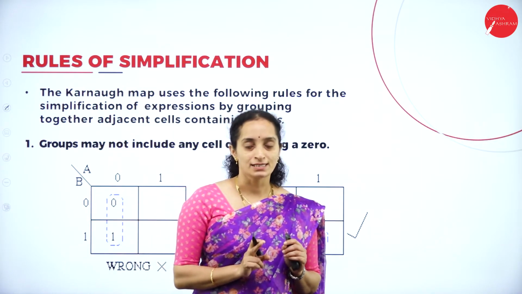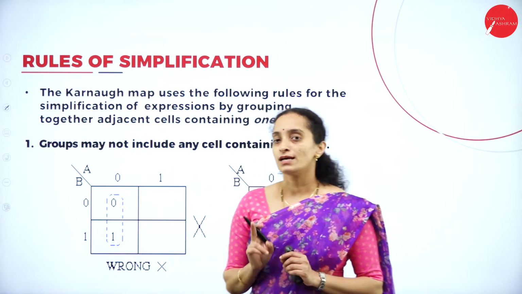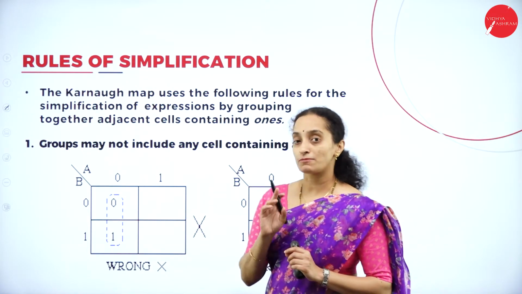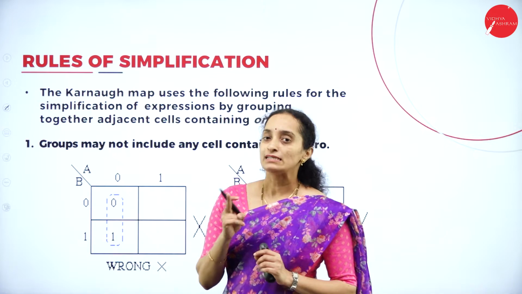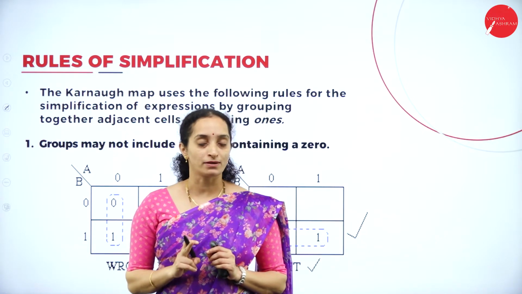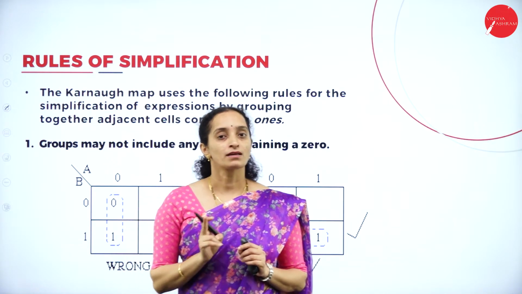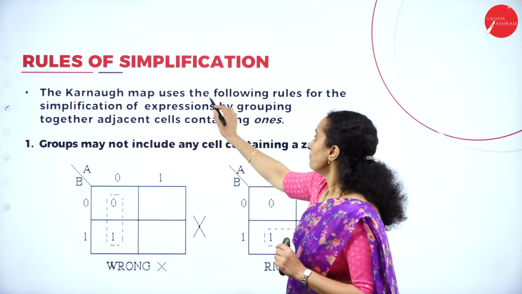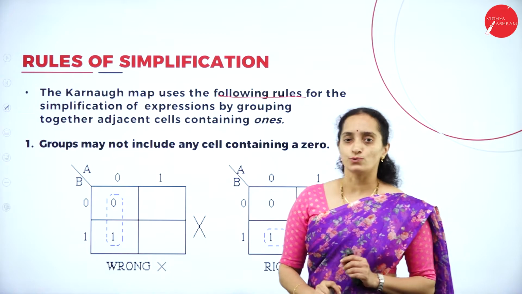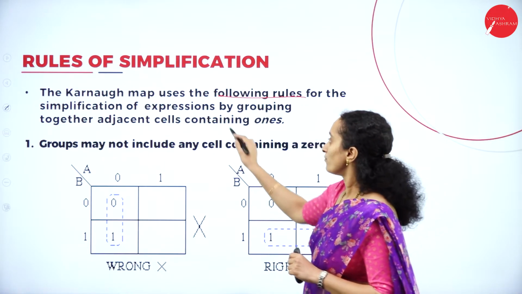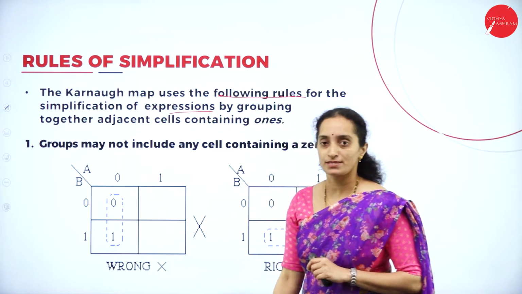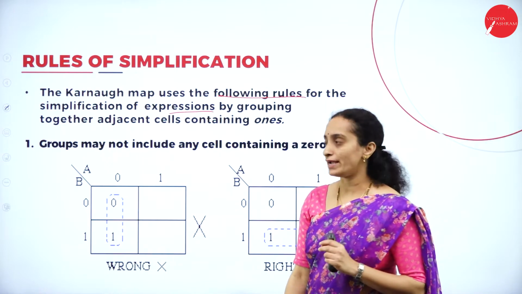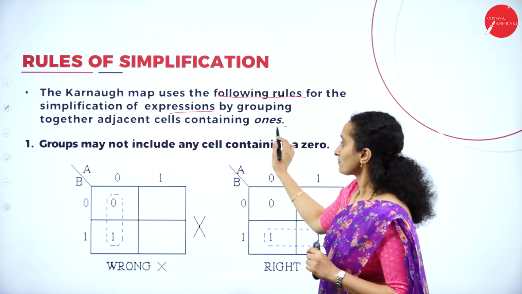Because of this, there are certain rules that must be followed for simplifying an algebraic expression in the Karnaugh map. All right. The Karnaugh map uses some rules. What are those rules for simplification of the expressions? We have some 7 to 8 rules.